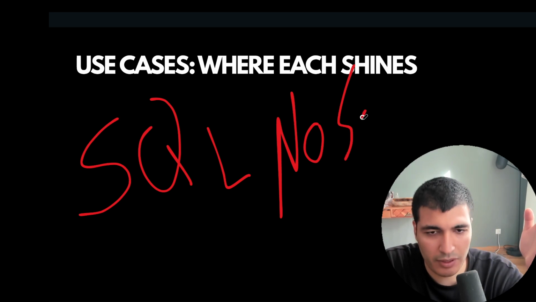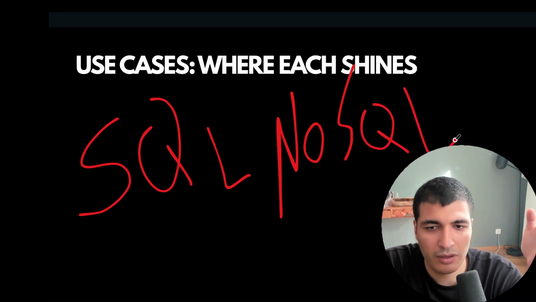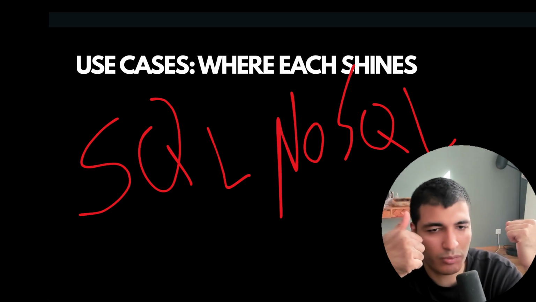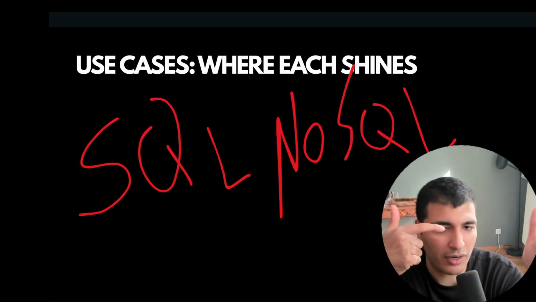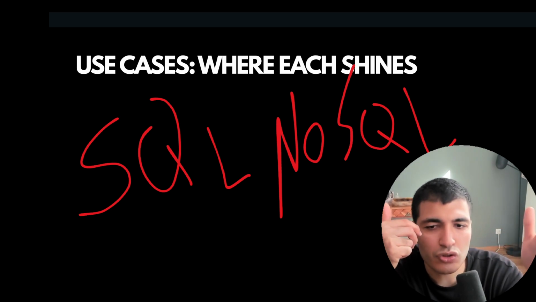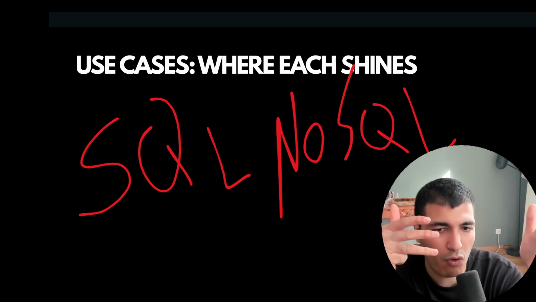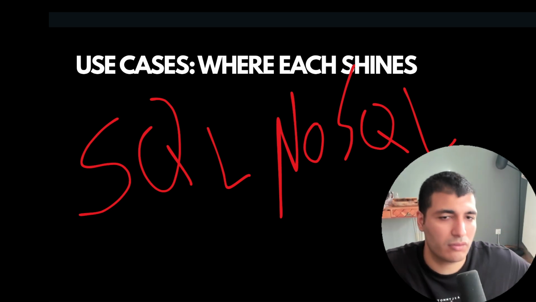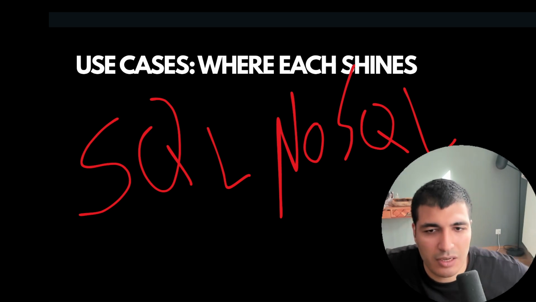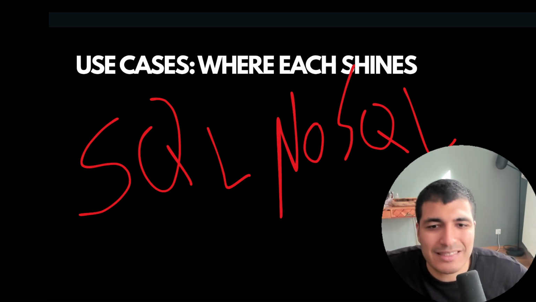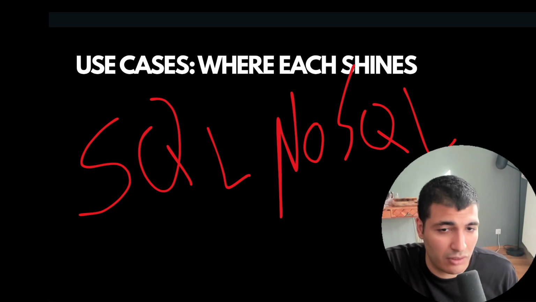NoSQL tends to be a better fit for use cases that demand: one, horizontal scalability to handle massive amounts of distributed data. Two, high performance reads and writes for real-time applications. Three, flexible schemas to accommodate unstructured or rapidly evolving data. Four, eventual consistency and high availability in distributed environments. They are popular in areas like social media platforms, Internet of Things applications, big data analytics, and content management systems where flexibility and scalability are quite key.